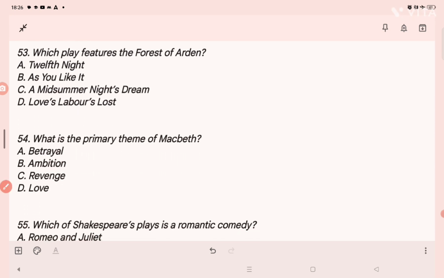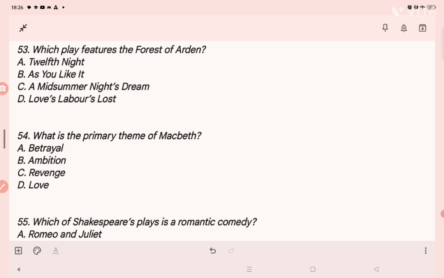Which play features the Forest of Arden? Option B. As You Like It. The Forest of Arden is the setting in As You Like It, where many of the play's main characters experience transformations.